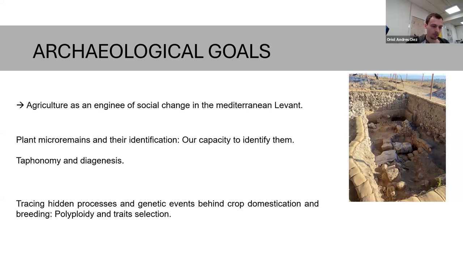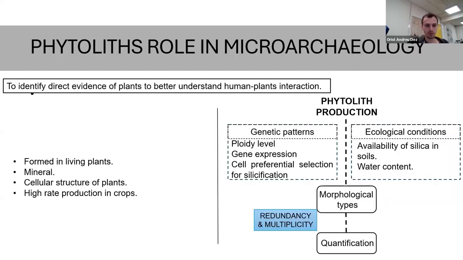More in depth, we are going to study these tracing hidden processes and these genetic events that are behind crop domestication and breeding, this polyploidy and trait selection. Also, before there was an interesting talk about these plant traits, their function, and some of them are more or less interesting for people or for human societies. And it was a key criterion of selection of species that nowadays we're still using or that they started to cultivate for agriculture purposes.